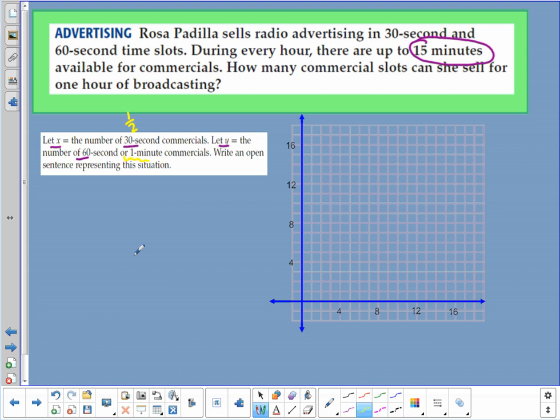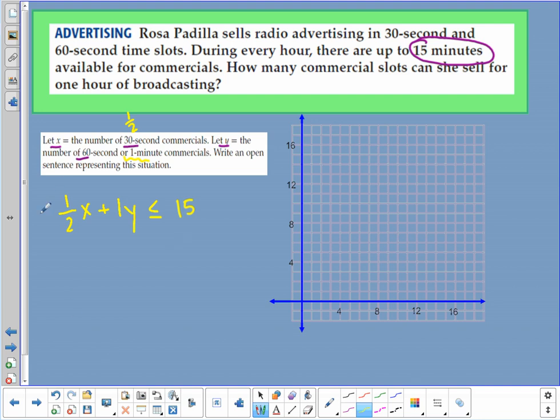So now let's talk about how we might write this out. So a 1/2 a minute for every 30-second commercial, plus 1 minute for every 60-second commercial. We have a total of 15 minutes, and we can go up to, but not over 15 minutes. So our inequality symbol is going to be less than or equal to. Okay, so now we need to graph it.